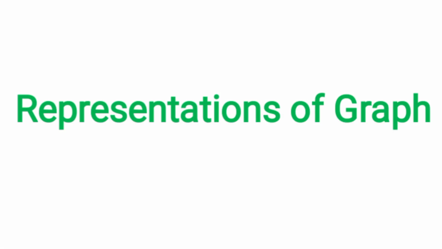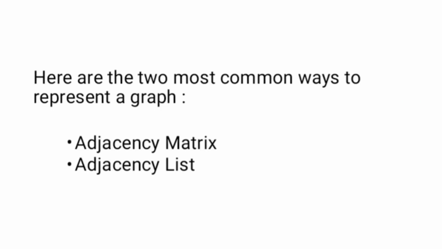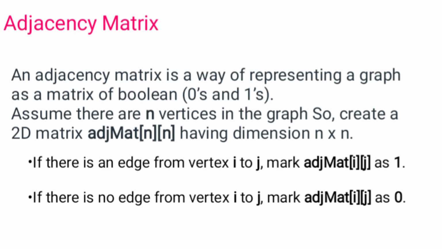Representations of graph. A graph is a nonlinear data structure consisting of vertices and edges. The vertices are sometimes referred to as nodes and the edges are lines or arcs that connect any two nodes in the graph. Here are two most common ways to represent a graph: adjacency matrix and adjacency list. Let's see adjacency matrix in detail.